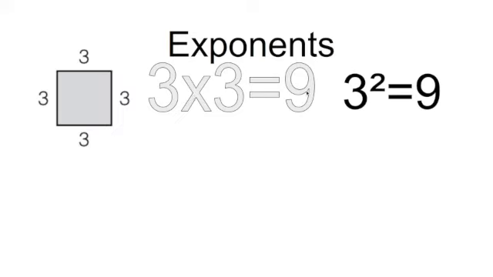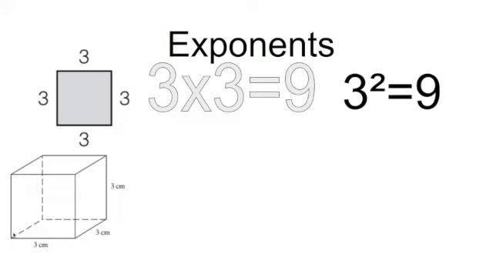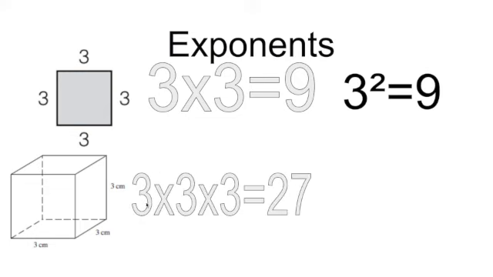Similarly, if I've got a cube and I want to find the volume of the cube, I'm going to say 3 times 3 times 3 is going to give me 27. So how many 3's do I have here? 1, 2, 3. I have 3 3's. 3 times 3 times 3 is equal to 27. Another way to write that is 3 to the third or 3 cubed. This is telling me I have 3 3's multiplied together to get my 27.